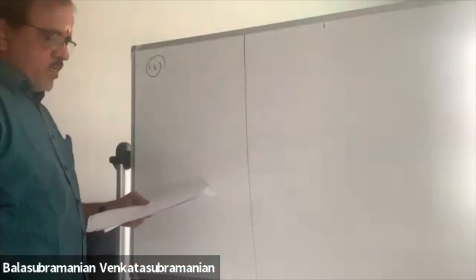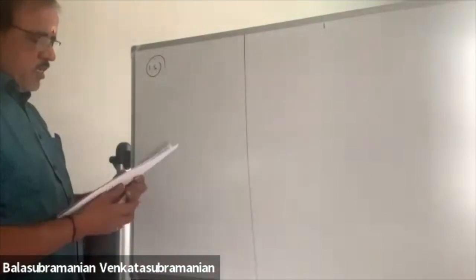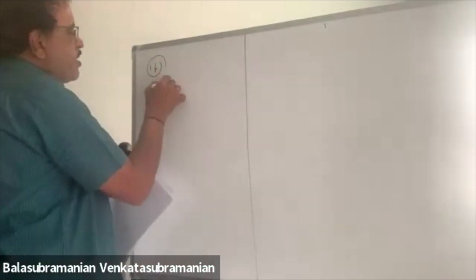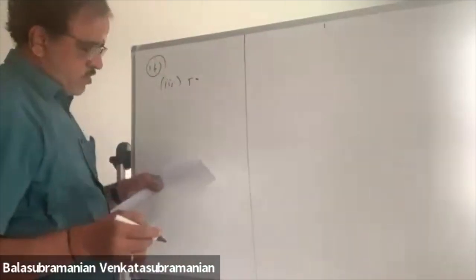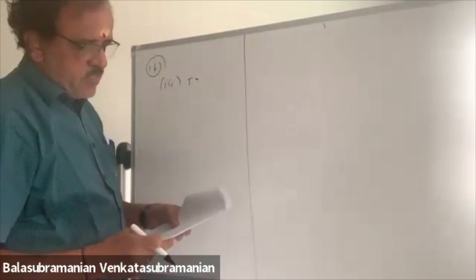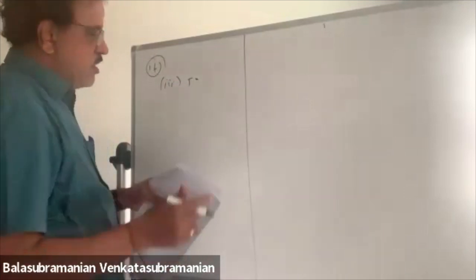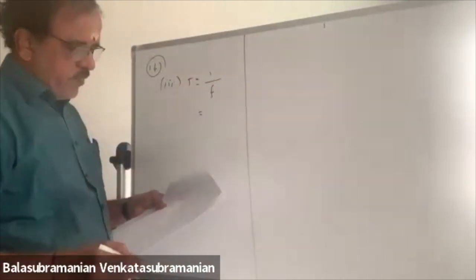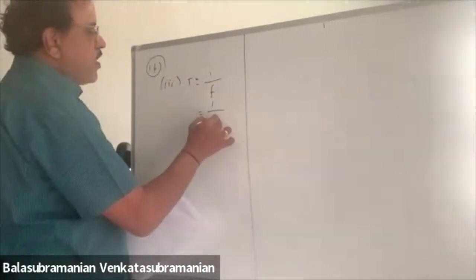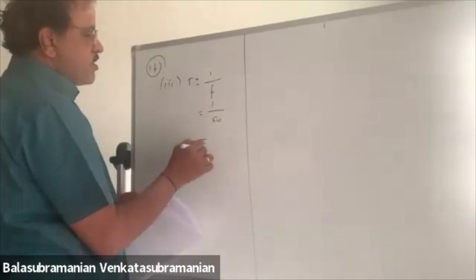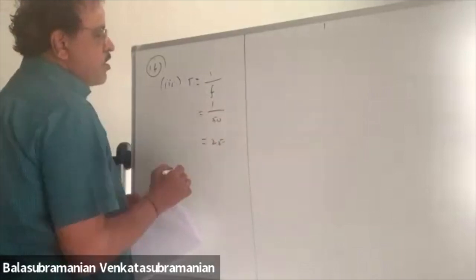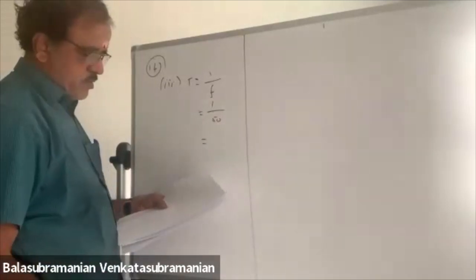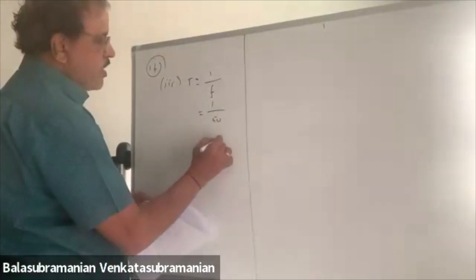And two more things here. You have to calculate the time period. In 14 itself, time period you have to calculate. T is equal to 1 by frequency, 1 by F. What is F value here? 50. 1 by 50 hertz. 1 by 50 is the answer. 0.02 second.